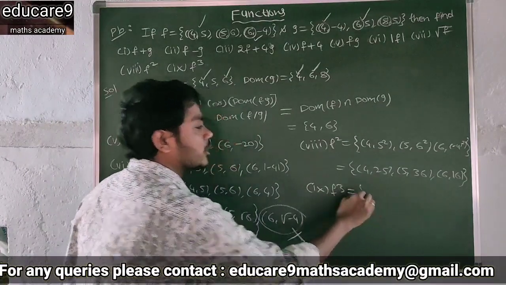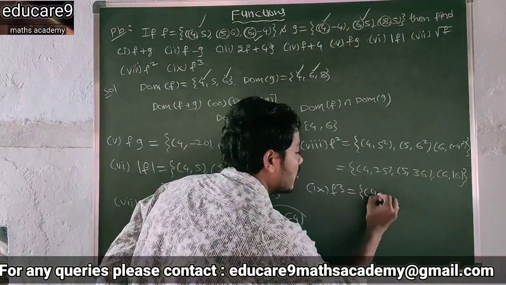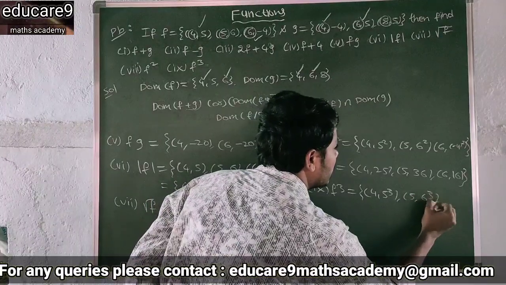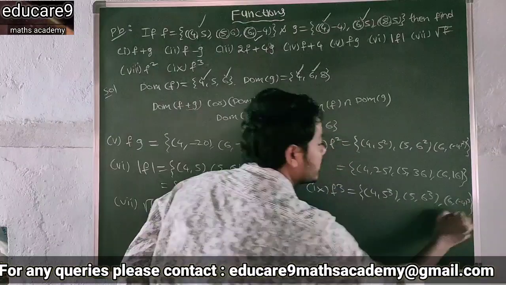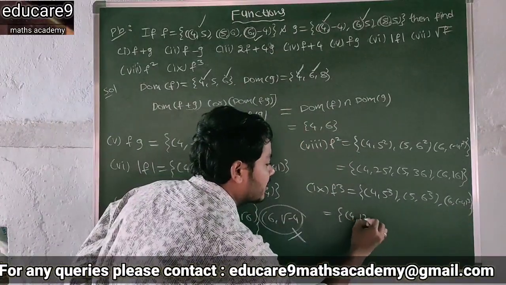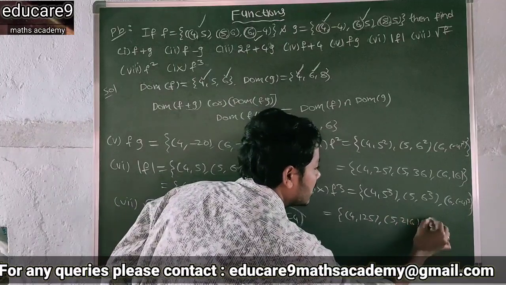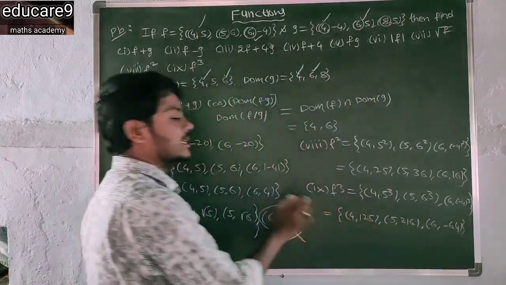Next one, f cube. So take cube of codomain element, that is 4 comma 5 cube, 5 comma 6 cube, 6 comma minus 4 whole cube. That is what? 4 comma 125, 5 comma 216, 6 comma minus 64. So this is f cube.